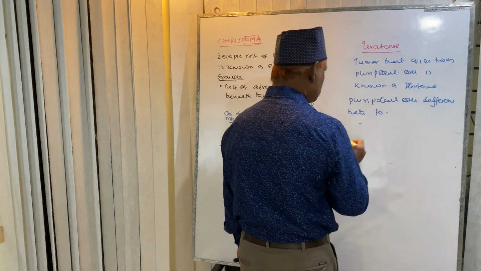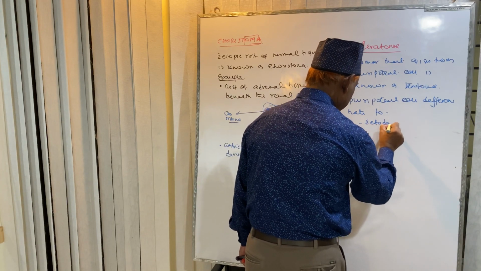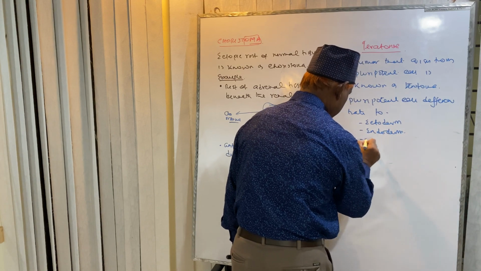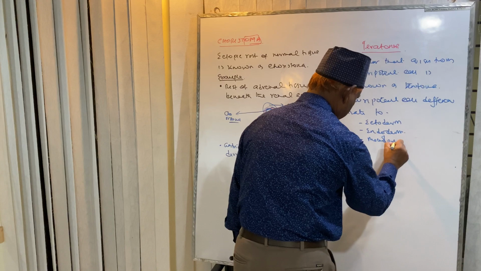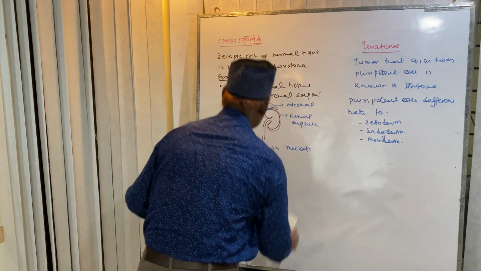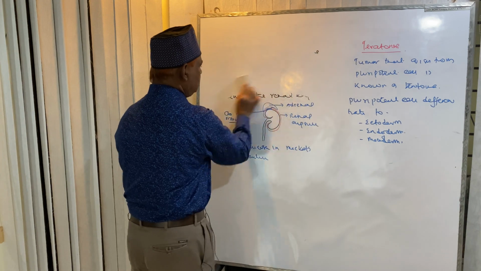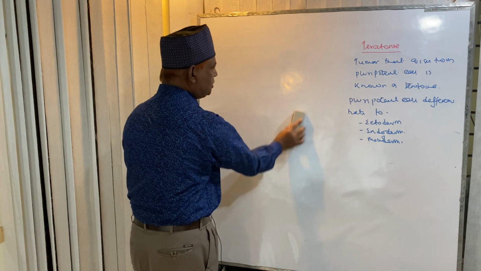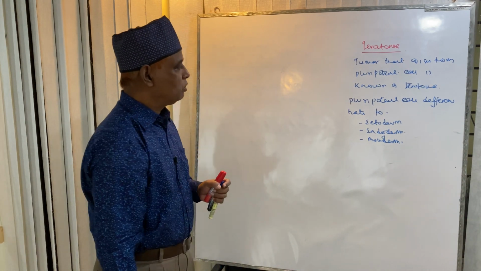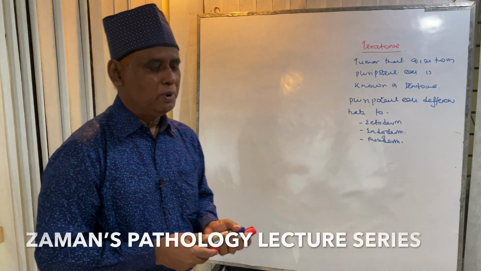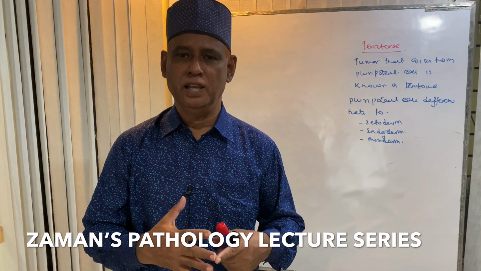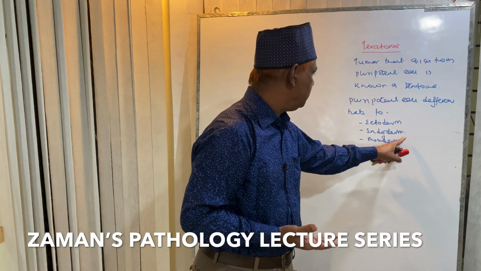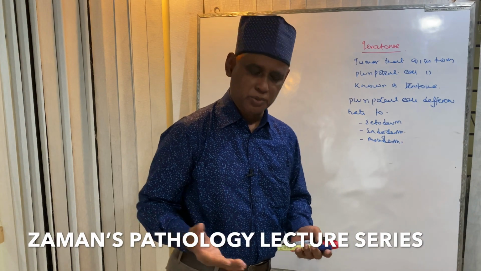Pluripotent cell differentiates to ectoderm, endoderm and mesoderm. Again, pluripotent cell is the stem cell in embryonal life and it differentiates to ectoderm, endoderm and mesoderm. So the teratoma that arises from the pluripotent cell may contain ectodermal elements, endodermal elements and mesodermal elements also.